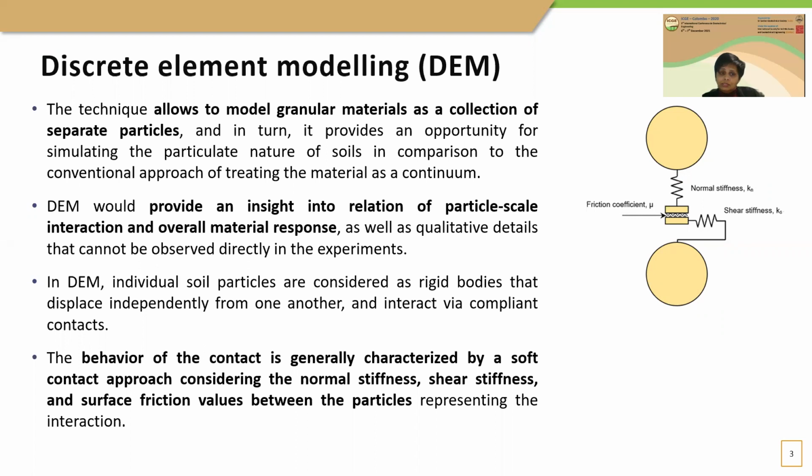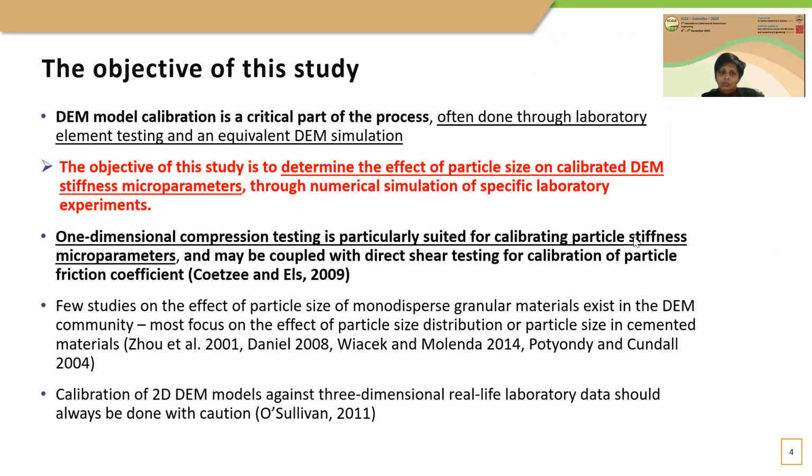In discrete element modeling, the contact between the particles is generally modeled through the normal stiffness, shear stiffness, and the friction coefficient between the particles. Therefore, model calibration is very important in discrete element modeling to decide these parameters. This is often done through laboratory element testing and equivalent simulation, because they are not measurable parameters.